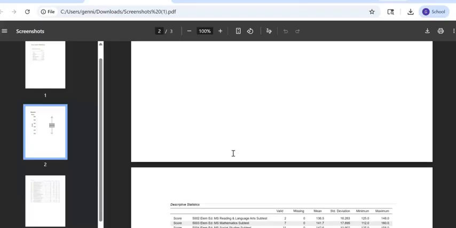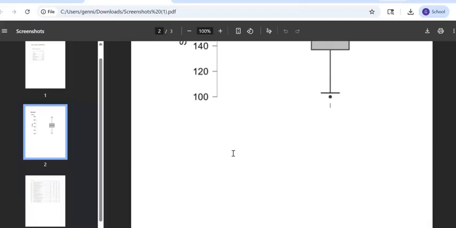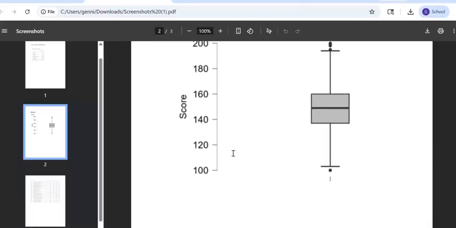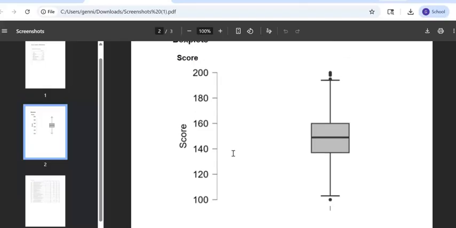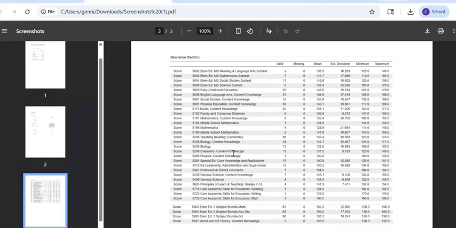Getting deeper into it, after running JASP for the descriptive statistics, we noticed that some exams had higher scores than others. For example, early childhood education and teaching reading tended to have higher mean scores. They're sitting up in here. Also, it suggested that most test takers performed at similar levels on these exams.